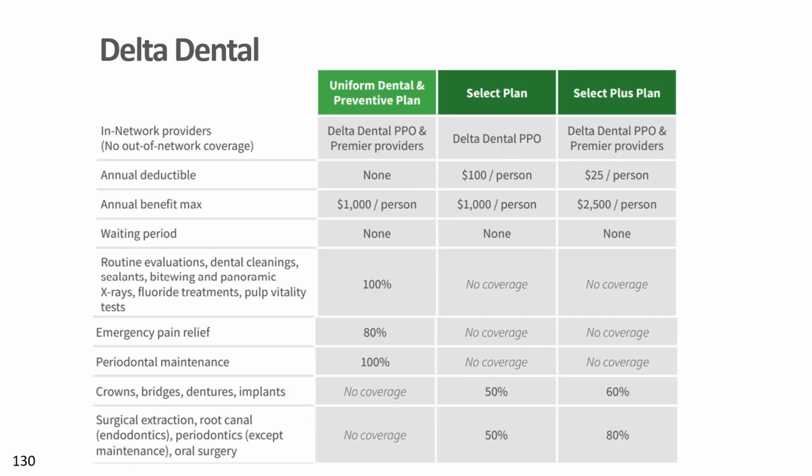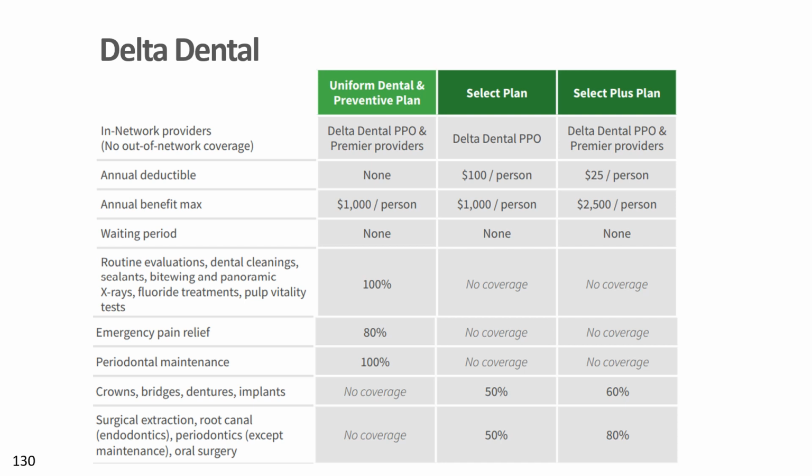Under the dental insurance, if you were to elect the uniform dental or preventive dental plans, then you have a certain amount of coverage for cleanings and exams, emergency pain relief, and periodontal maintenance for the year. But under that initial column there, the uniform dental and preventive coverage, you do not have coverage for major dental work like crowns, bridges, implants, or oral surgery.